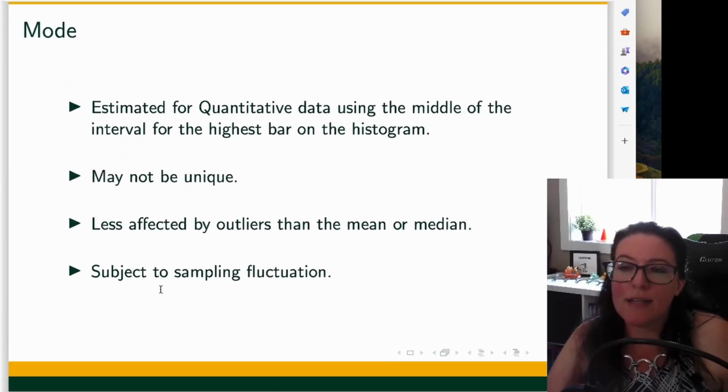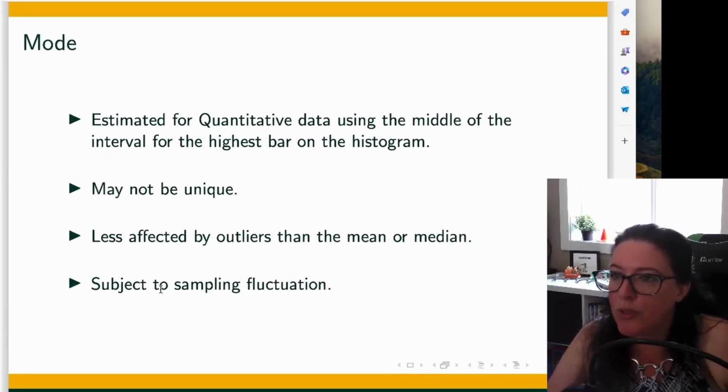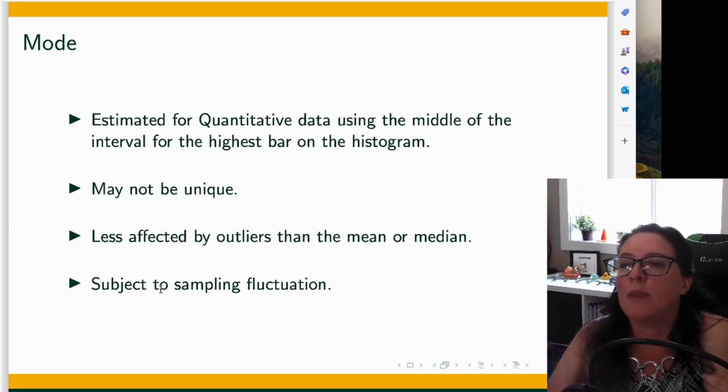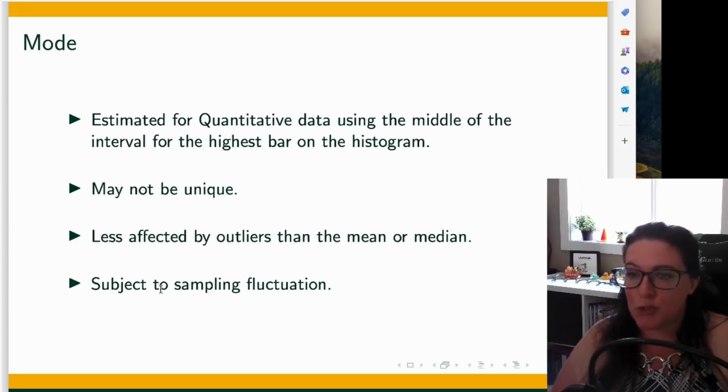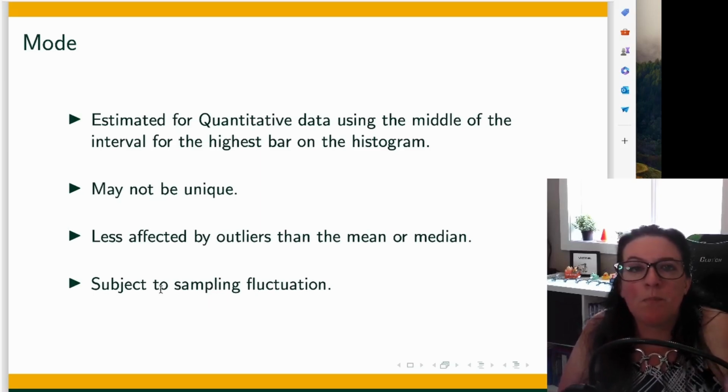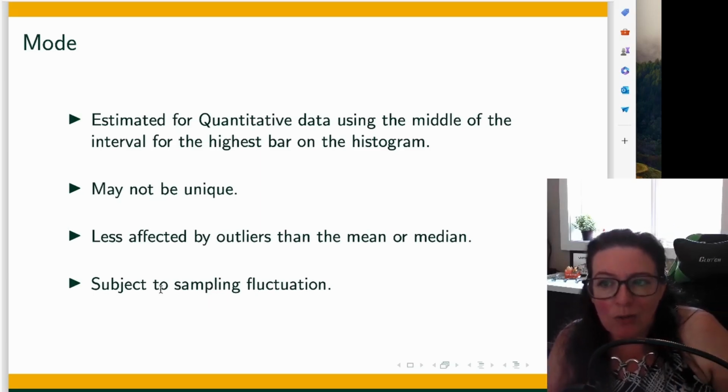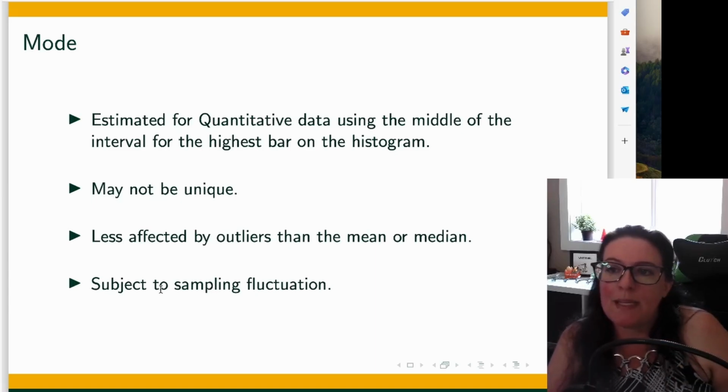So we looked at our histograms. We saw the mode, the most common. And again, with that histogram, the mode is going to be dependent on what you choose as your bins. The benefit of the mode is that it's less affected by outliers, extreme values, than your mean or your median.